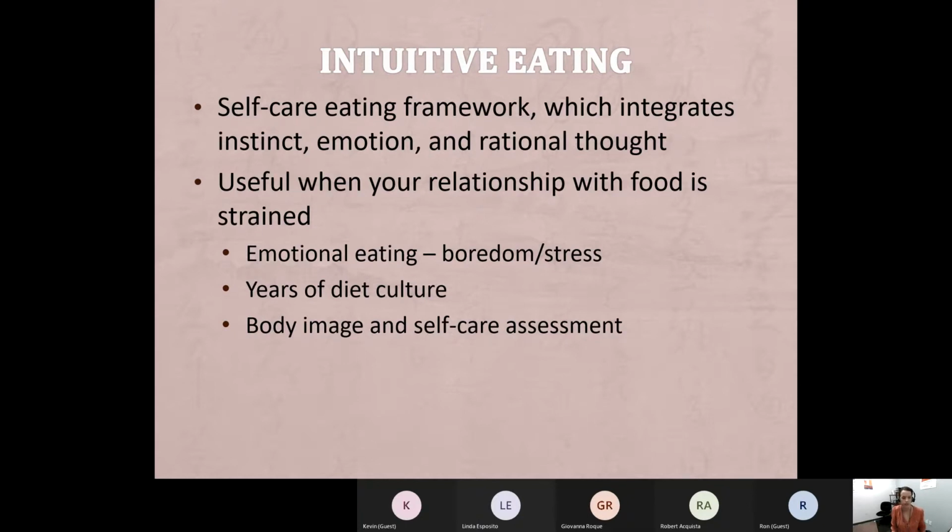You might have heard us talk about this before, but it's basically a self-care framework that integrates your relationship with food into it. It goes through emotional eating, boredom or stress. It basically tries to peel back the years of diet culture and work with you on your fear foods. Like if you're someone that can't keep ice cream in the house, intuitive eating is a framework and a workbook that helps you work through that. And it also focuses on body image and self care.